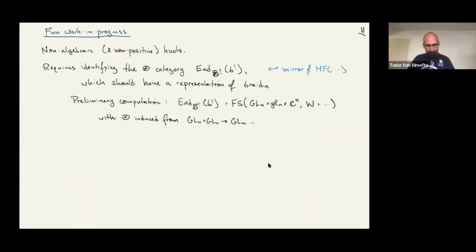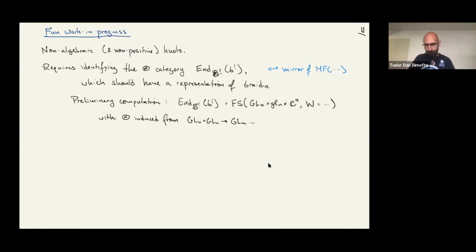I'll take 10 seconds to conclude. This isn't far from the end of the story. For non-algebraic knots, one needs to actually figure out a braid representation in some analog of the matrix factorization category that Khovanov and Rozansky had. This is interesting and very much in progress. It looks like there is some Fukaya-Seidel category involved.